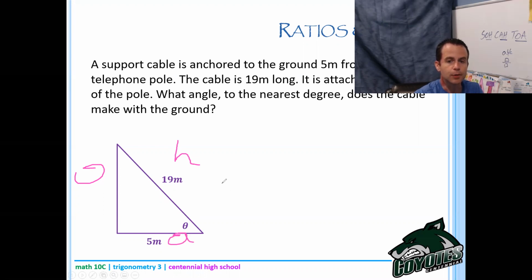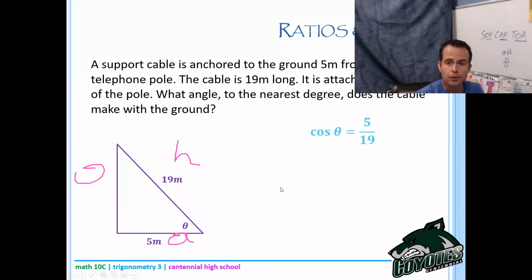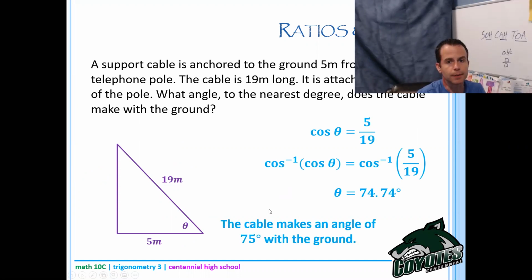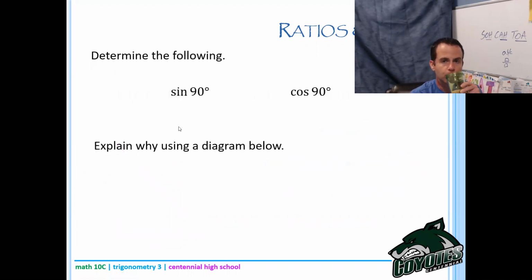So I'm looking at pairing up adjacent and hypotenuse. The trigonometric function that does that is cosine. So I have cosine of theta equals 5 over 19. And now I'll arc cos both sides. That will leave me with theta equals 74.74. And then when rounded, it asks to the nearest degree, so that'd be 75 degrees in my conclusion. Okay. All right.